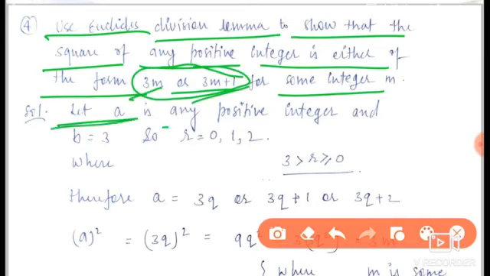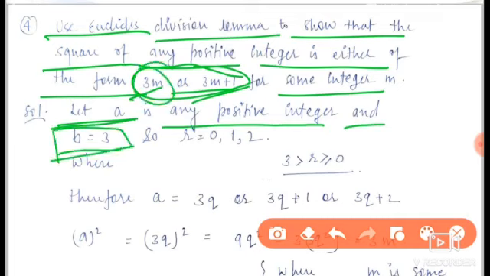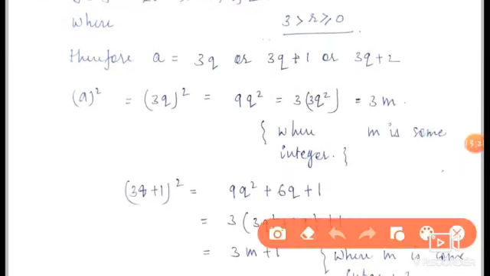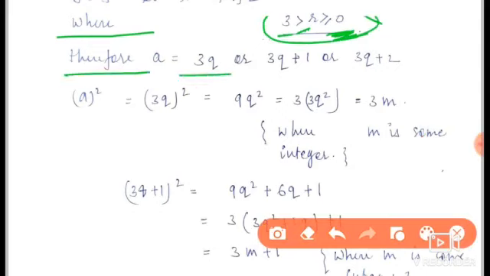So let a be any positive integer and b is equal to 3, as given here. You can see from here. The remainder will be 0, 1, 2, because the remainder is always less than b. So the remainder is less than 3. One condition is also given here: 3 is greater than the remainder, and the remainder is greater than or equal to 0. Therefore a is equal to 3q or 3q plus 1 or 3q plus 2.